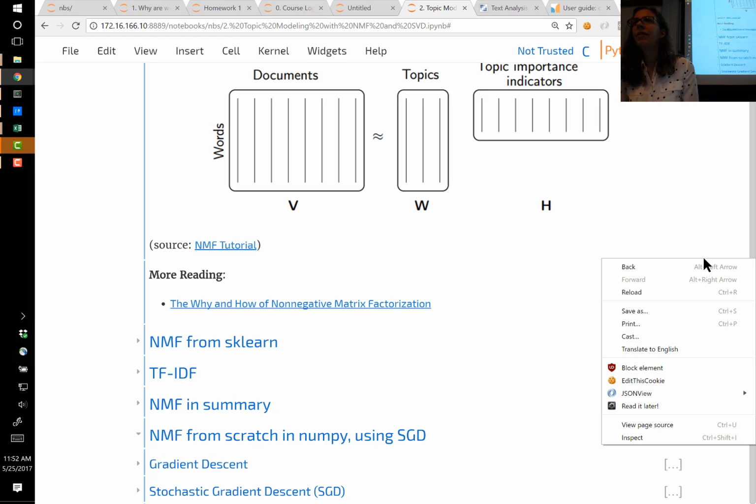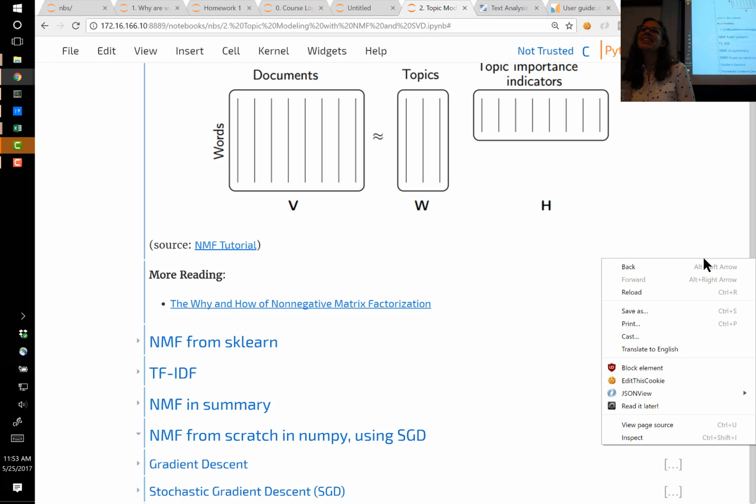Question? Is this the only way to do the matrix factorization for this, or is this just a more likely approach to do the WH? Yeah, Jeremy, could you hand her the microphone? So here you are breaking the words and documents into approximate topics multiplied by the topic importance indicator, right? Is this the only way to do it, or is this the better way to do it?